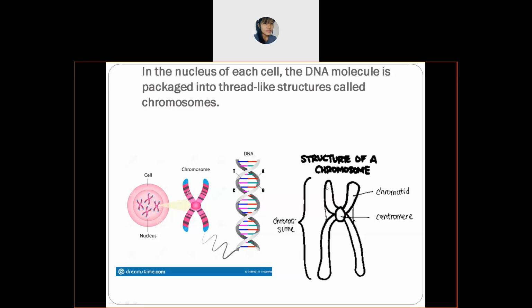This ring or this thread-like part is known as the chromatid. This is the chromatid, and the meeting point of the chromatids is known as the centromere. This is the centromere. So are you clear? Shall we move to the next slide?